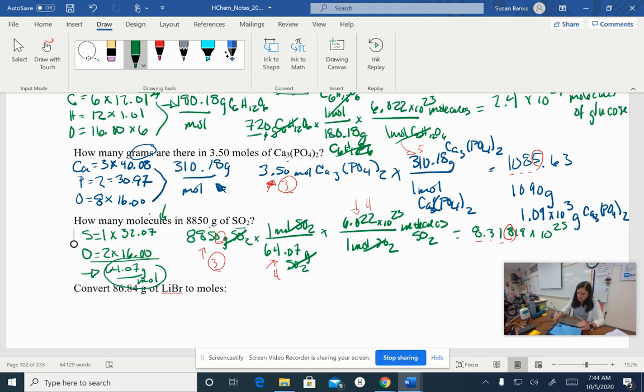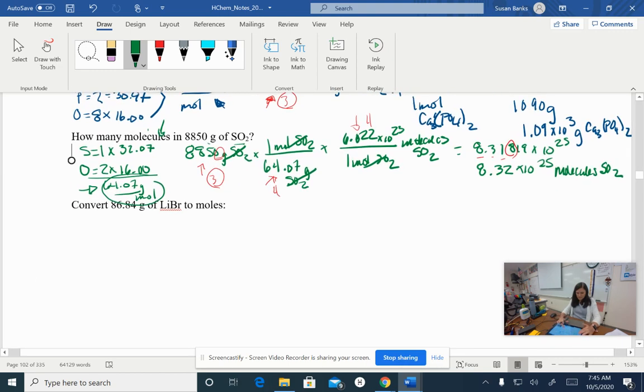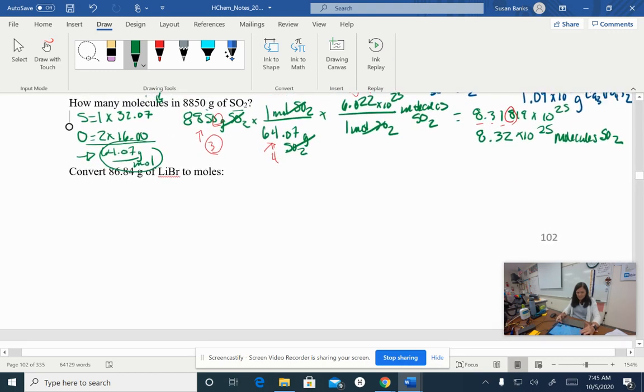So I am going to round up to 8.32 times 10 to the 25th molecules of sulfur dioxide. Okay, how you doing there? All right, last but not least, this is our last example. I've got 86.84 grams of lithium bromide, and I want to go to moles.